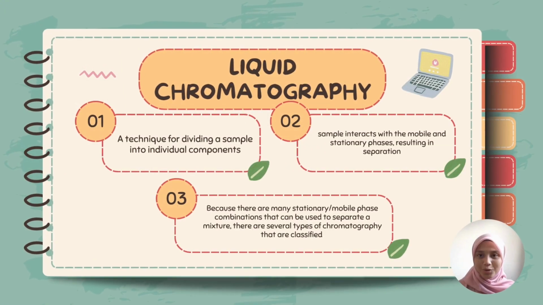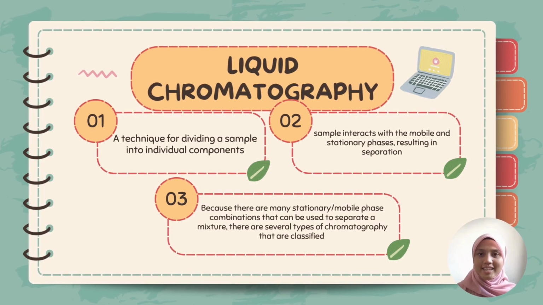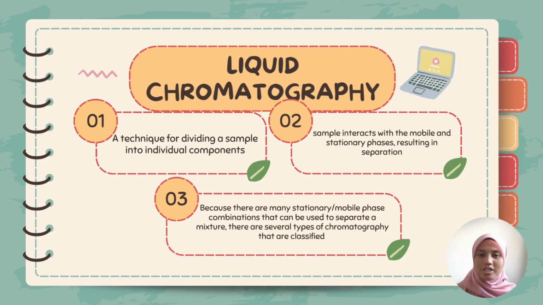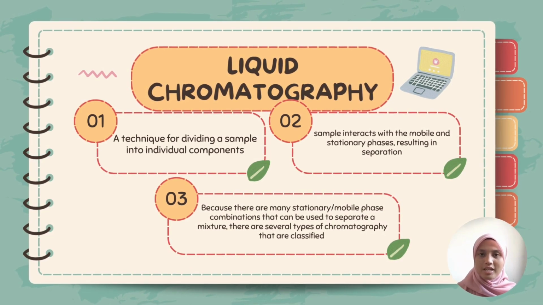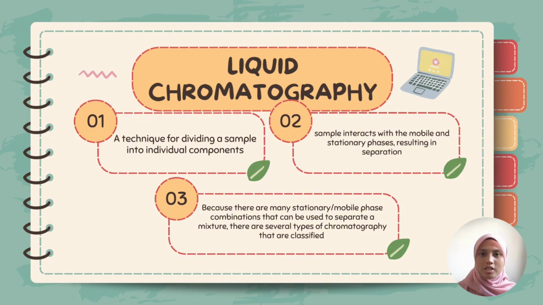So, what is liquid chromatography? Liquid chromatography is a technique for dividing a sample into individual components. The sample interacts with the mobile and stationary phases, resulting in separation. Because there are many stationary and mobile phase combinations that can be used to separate a mixture, there are several types of chromatography that are classified according to the physical states of those phases.